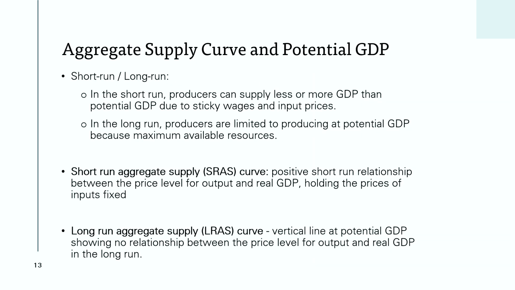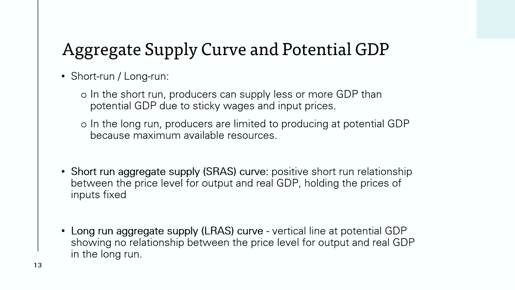Now we compare what firms can produce in the short run versus the long run. In the short run, wages and many input prices are sticky, like slow to adjust. Because of sticky costs, firms may expand production when prices rise. This is why the short-run aggregate supply curve slopes upward.